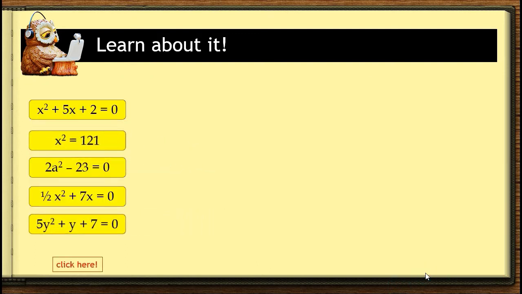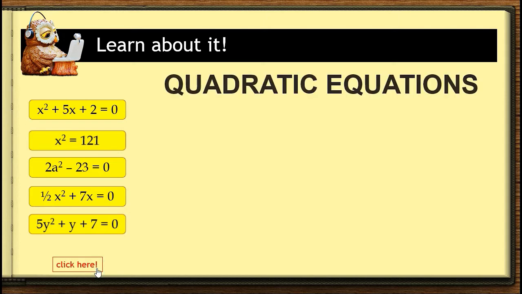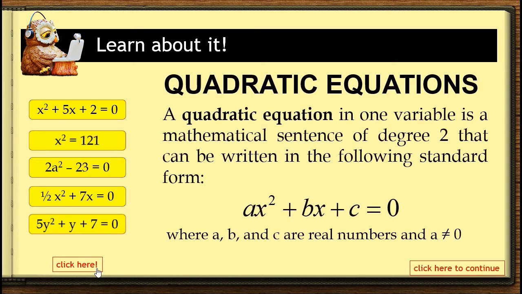Actually, these equations are called quadratic equations. So let me read the definition of a quadratic equation. A quadratic equation in one variable is a mathematical sentence of degree 2 that can be written in the following standard form: ax squared plus bx plus c equals 0, where a, b, and c are real numbers and a is not equal to 0.